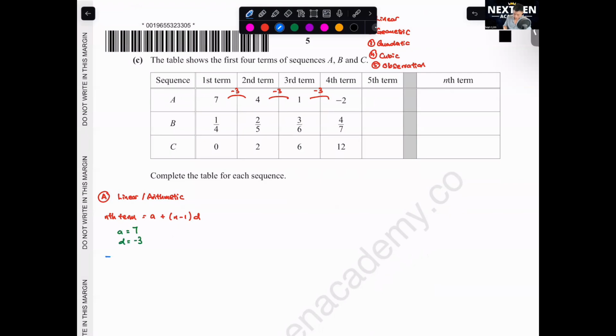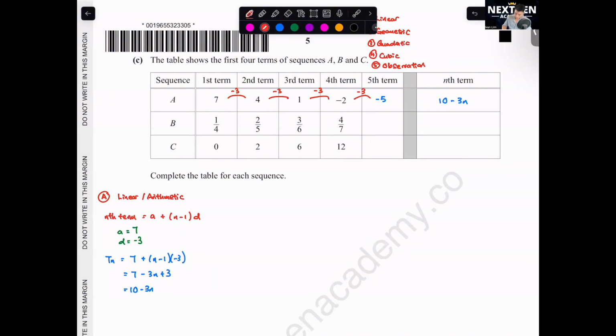So the nth term, just write as Tn, will be equal to 7 plus (n minus 1) times -3. 7 minus 3n plus 3, 10 minus 3n, or minus 3n plus 10. The fifth term, here again, -3, so we will get -5.